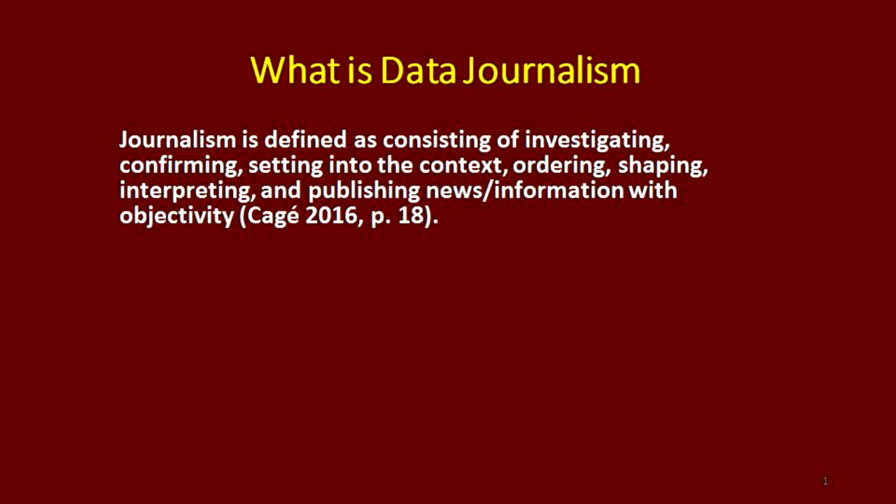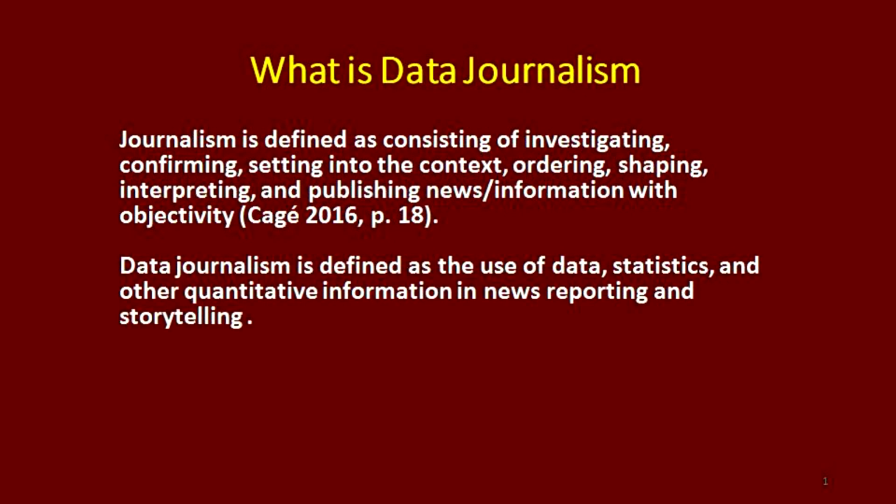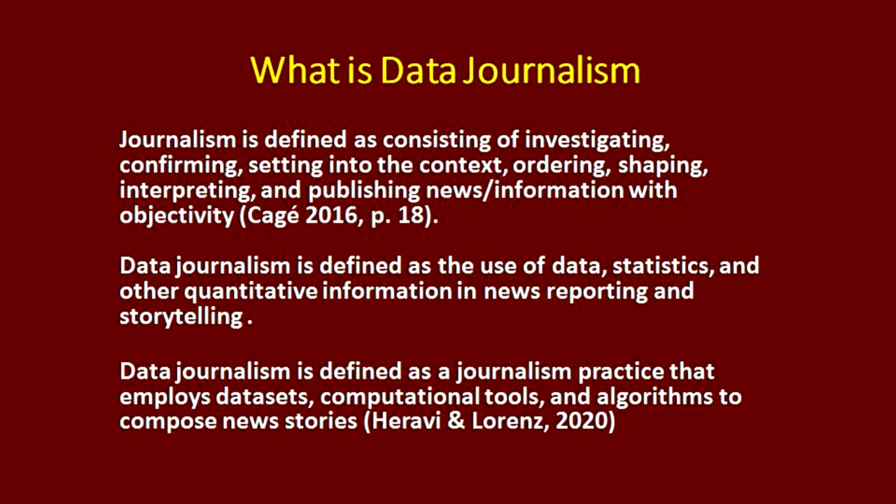So essentially both things are the same, and there is an improved definition here now: data journalism is defined as the use of data, statistics, and other quantitative information. We can use that data for news reporting and storytelling, right? Another definition of data journalism: it is journalism practice that employs data sets, computational tools, algorithms, software, free archives, and all that to compose new stories. So essentially we are talking about journalism with the support of data here.